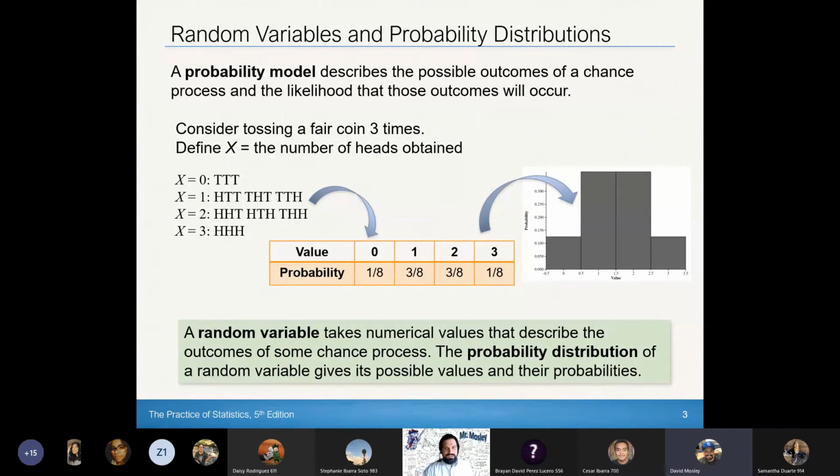Right? A random variable takes numerical values that describe the outcomes of some chance process. The probability distribution of a random variable gives its possible values and their probabilities. All right. So X is our random variable, and this table or the histogram are the probability distribution. This would be the probability model. I can show the different outcomes.